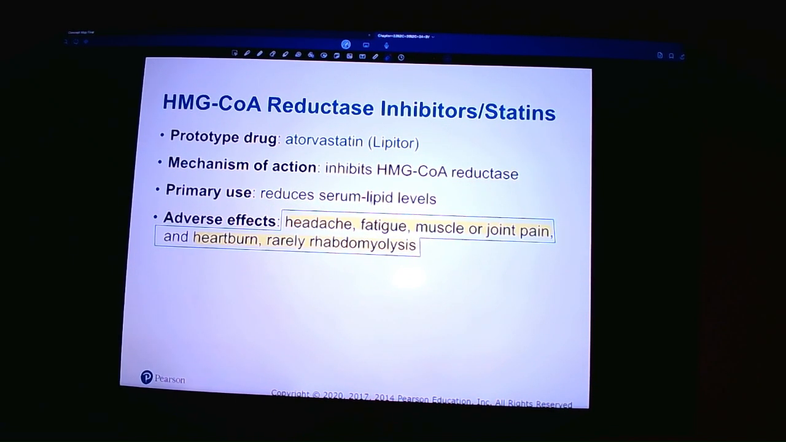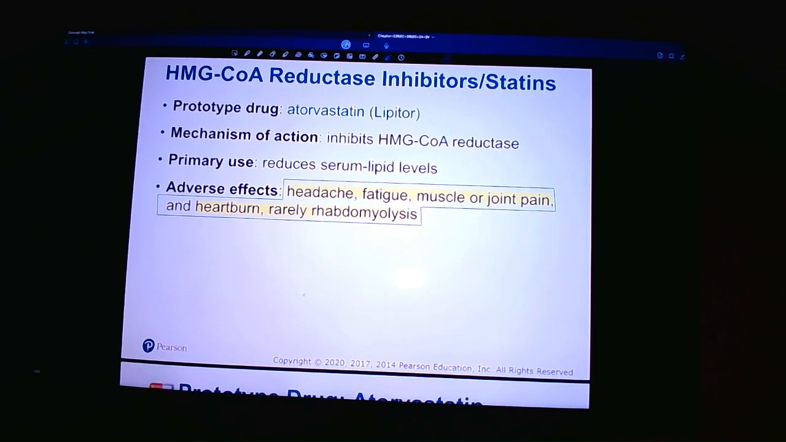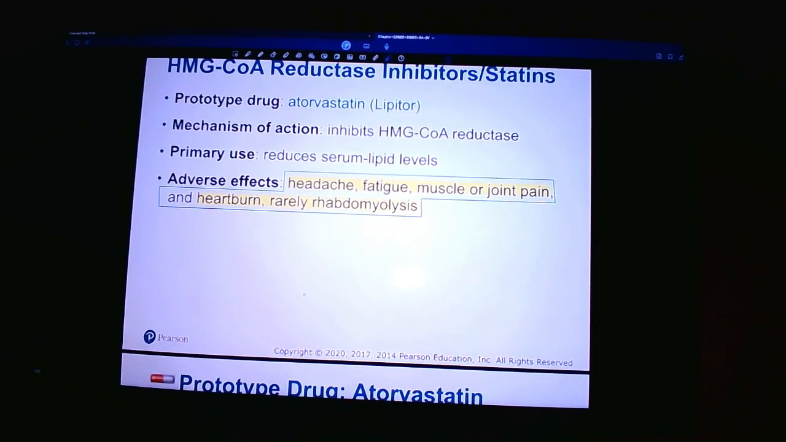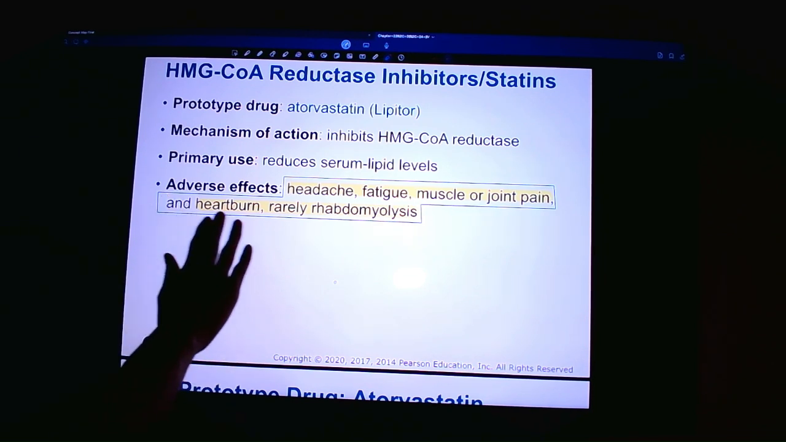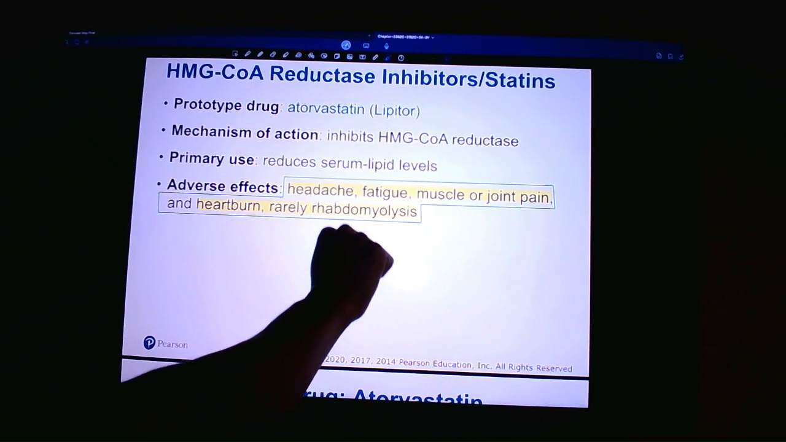In terms of the uses and what the goal is, they're pretty easy. It's just lowering your levels of cholesterol. Big things to watch out for: adverse effects are going to be headache, muscle and joint pain, heartburn, and very rarely they cause rhabdomyolysis. So I want everyone watching this to always associate statins with rhabdomyolysis. The reason is that rhabdo will help us understand, at bare minimum, the adverse effects that occur when taking statins.